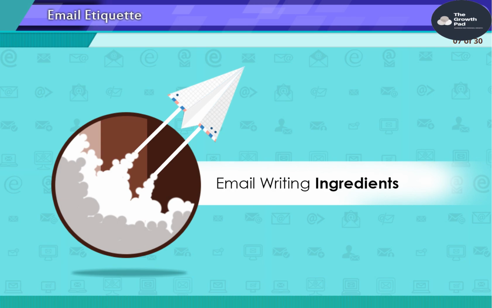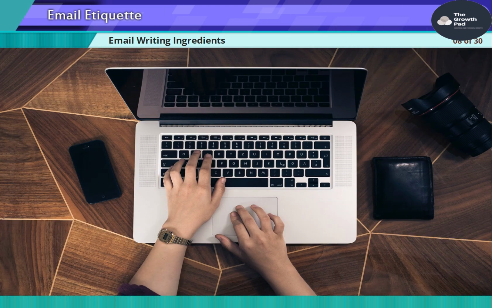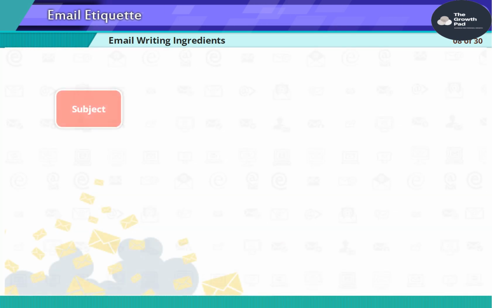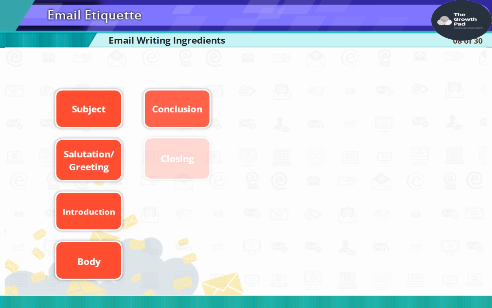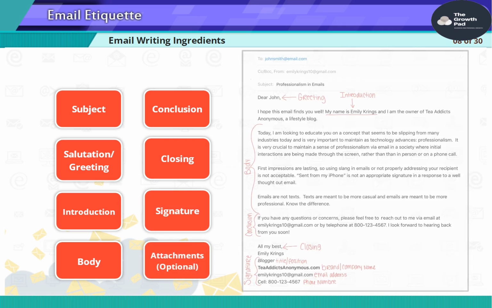Email writing ingredients. We have discussed that writing an email is different as compared to writing a letter or an essay. Now let's find out what components make up an email. What are the various parts of an email?